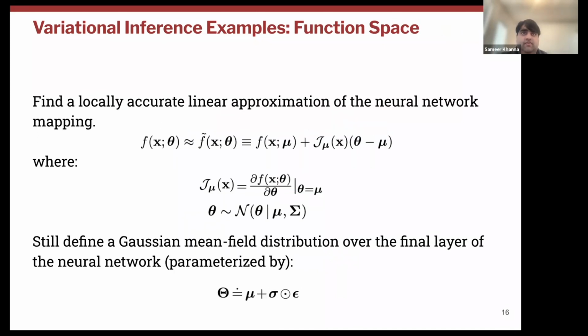For function-space variational inference, we find that by using a locally accurate linear approximation of network parameters, as shown here by this equation on top, we are then able to perform stochastic variational inference and thus use a traditional gradient update function. For the retina benchmark model, a Gaussian mean field distribution is defined over the final layer of the neural network, which is parameterized as shown below and as seen in the previous slide.